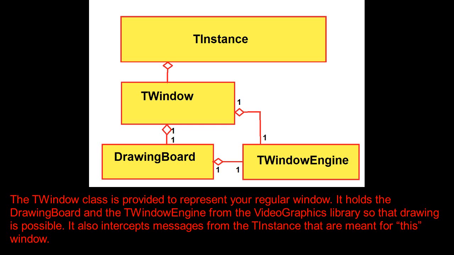The T window class is provided to represent your regular window. It holds the drawing board and the T window engine from the video graphics library, so that drawing is possible. It also intercepts messages from the T instance that are meant for this window.